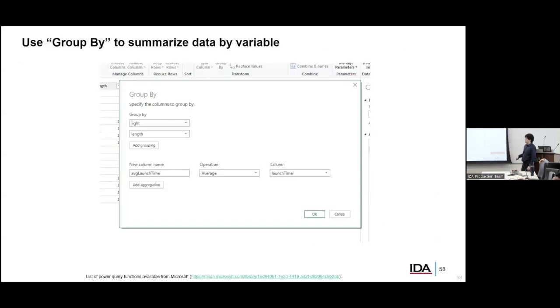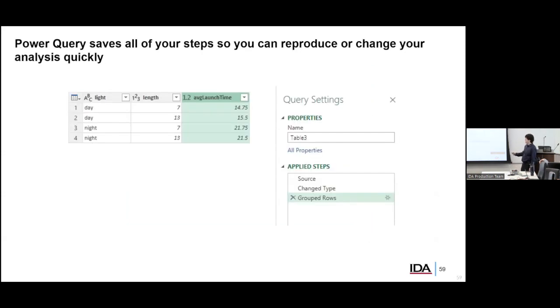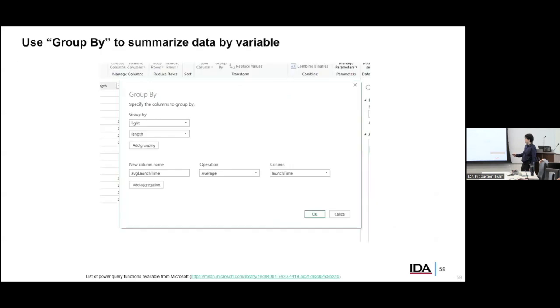So yeah, Excel Power Query has this nice little function called group by. It will allow me to group the data by light and length conditions, and then I'll just give it the operation that I want to do, and it will generate this column. So I can actually demonstrate that.